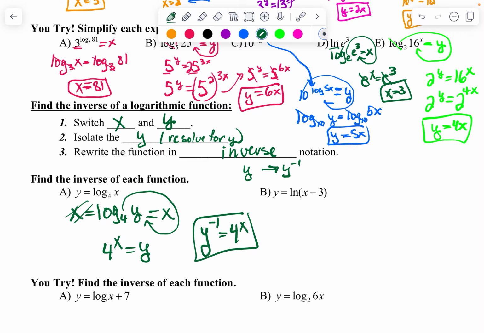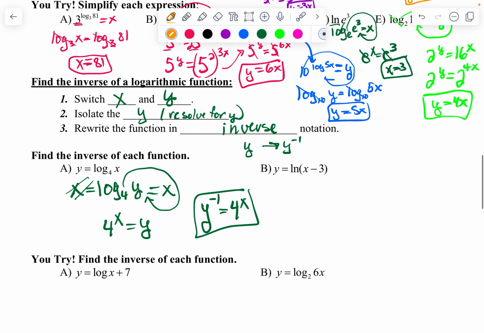Okay? All right. One more, and then you guys are going to try. And I will make a second video on the second part of this. Okay? All right. So we're going to switch our x and our y, natural log, and y minus 3. Now, this is in parentheses, so this stuff is together. Okay? It has to stay together until I turn it into an exponential, okay?